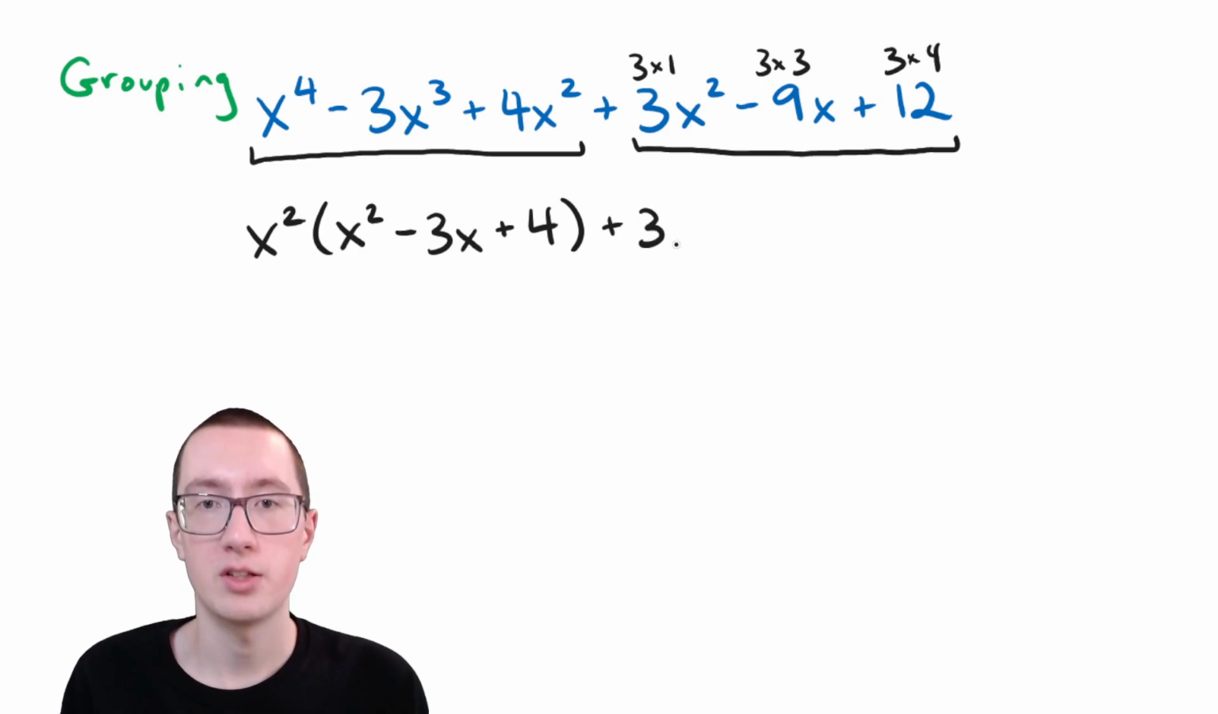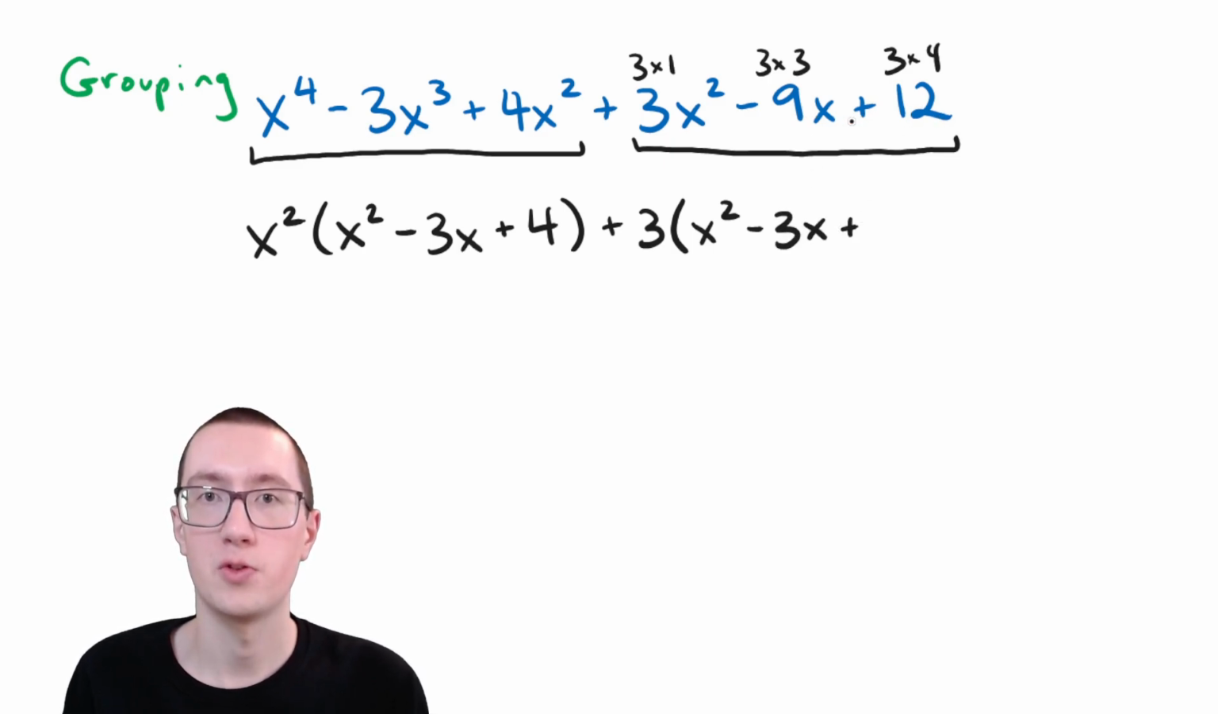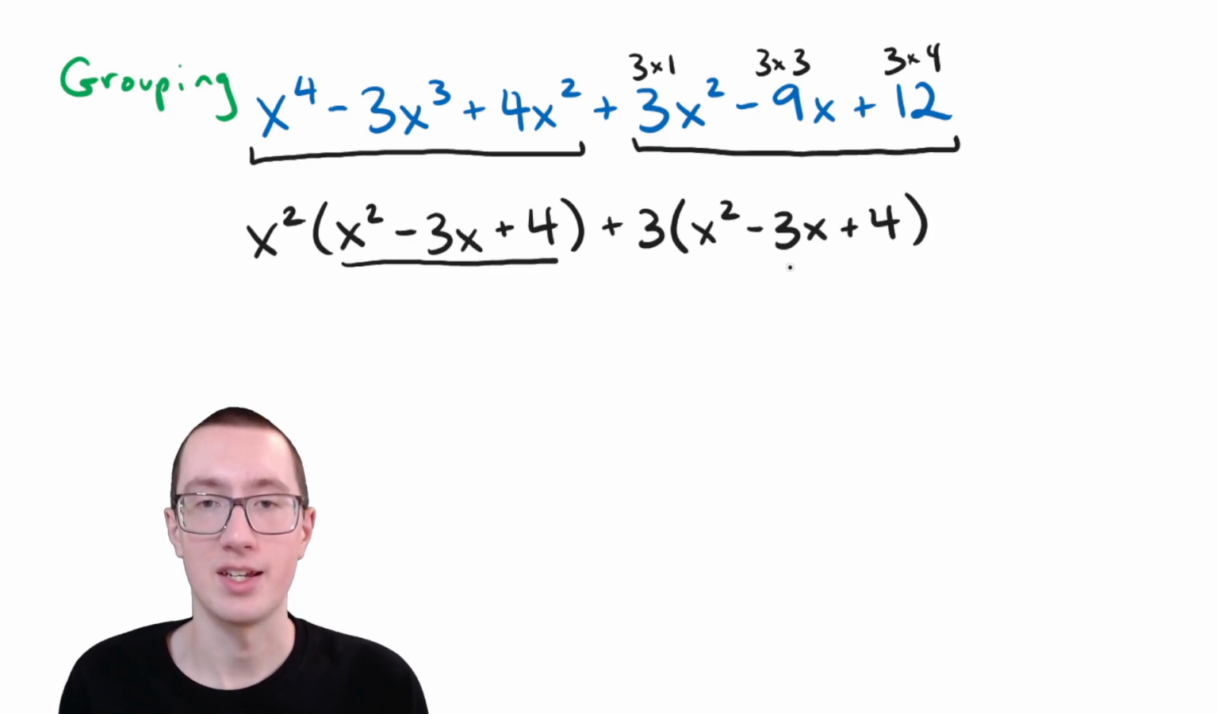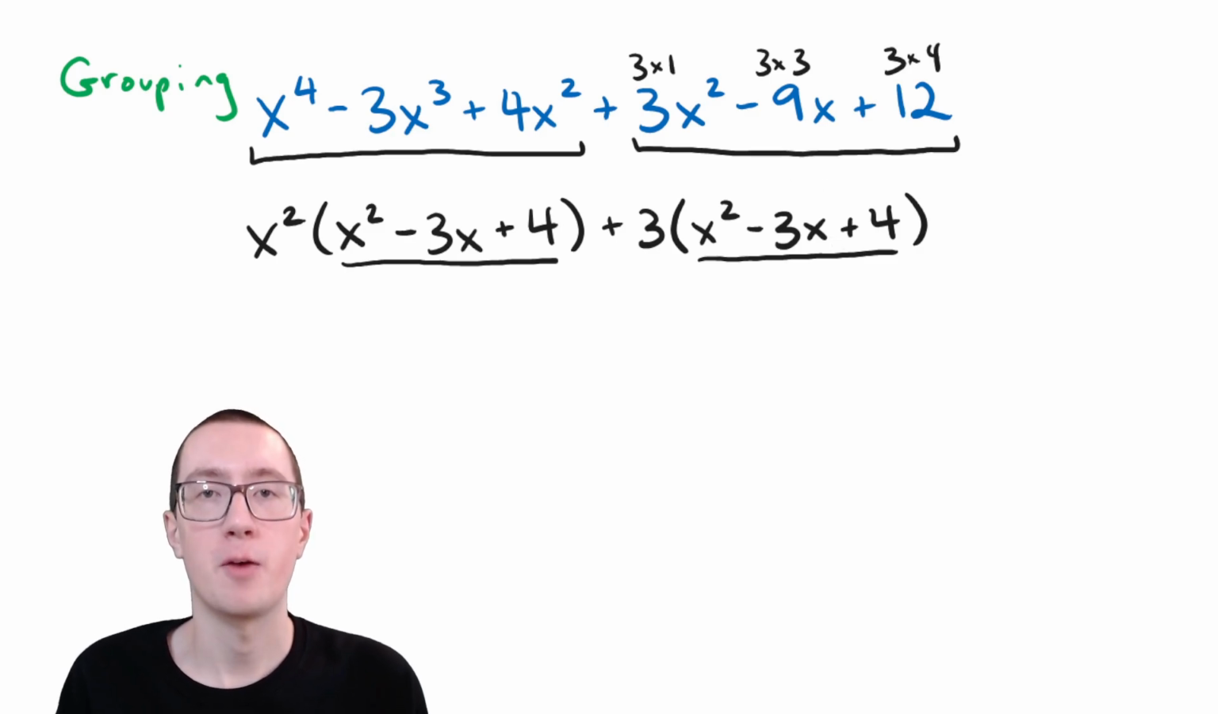So we're going to put a 3 on the outside, and then we had 3x squared. We're taking out the 3. Now we only have x squared minus 9x. 9 divided by 3 is 3, so that's 3x. And then plus 12. 12 divided by 3 is 4. And you'll see that now we magically have the same thing in parentheses on both sides. If you're wondering how that magically happened, it's because the textbook writers wanted it to happen.